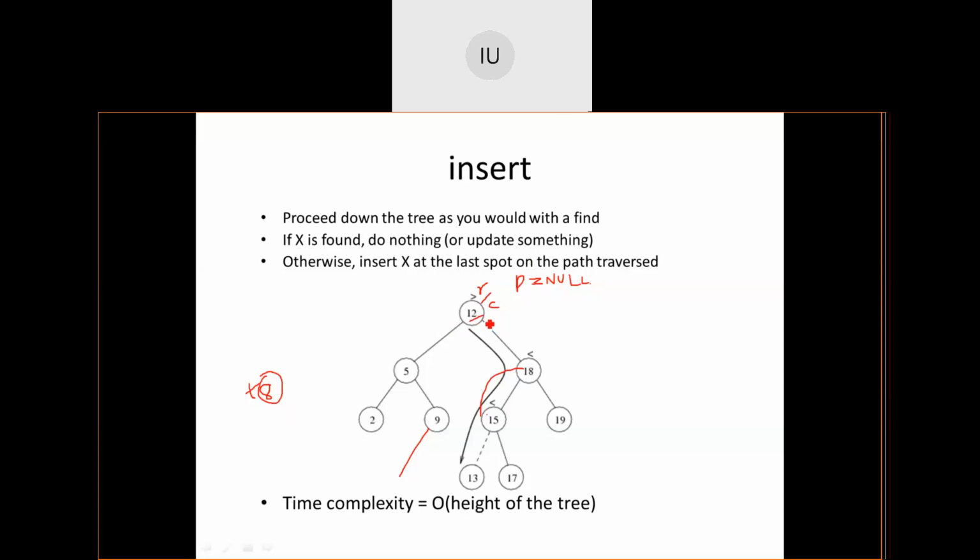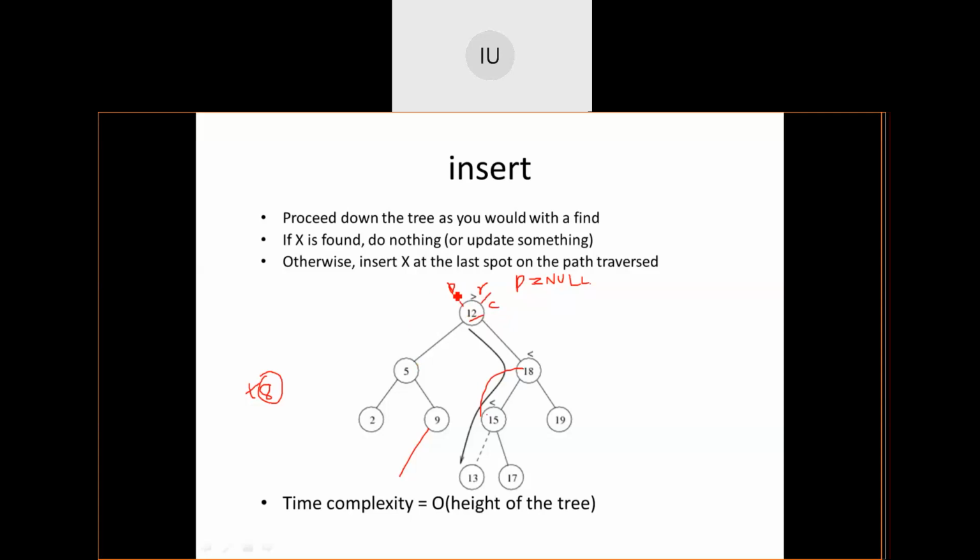Okay, 8 compared against 12. 8 is lesser than 12. So I have to move current to the left hand side. But before that, I will assign previous to current. So what I have done: previous is equal to current.